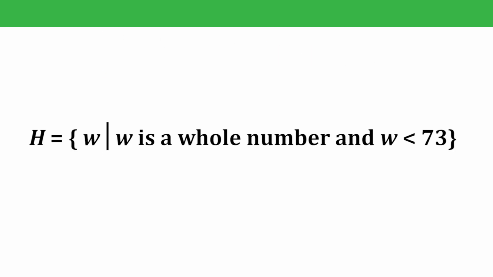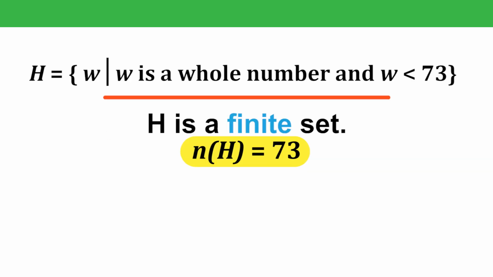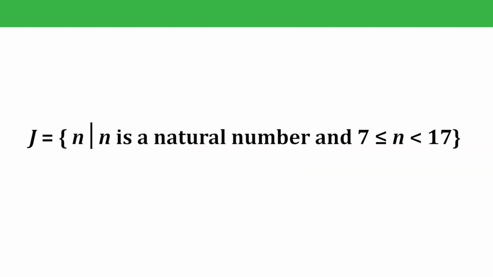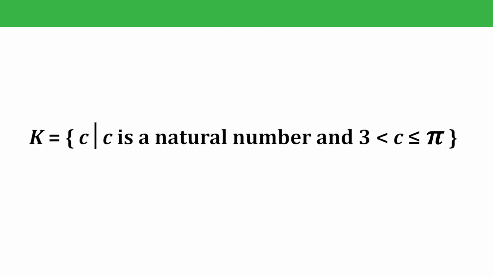H is a set whose elements are W, such that W is a whole number and W is less than 73. J is a set of N such that N is a natural number and N is greater than or equal to 7 but less than 17. K is set of C's such that C is a counting number and C is greater than 3 but less than or equal to pi.